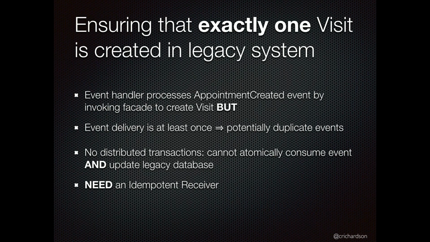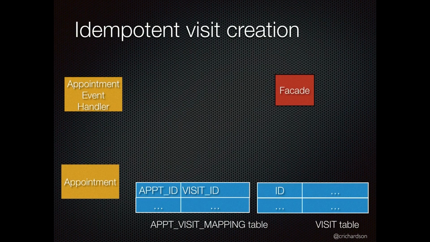But at the same time, we can't actually use distributed transactions that span the service and the legacy database to handle this. And so we need some form of idempotency, in other words, duplicate events don't cause duplicate visits to be created in the legacy system. In messaging terms, that's called an idempotent receiver pattern. So I think there's a few different strategies that you could use to ensure idempotent visit creation. Here's an approach that I've used.